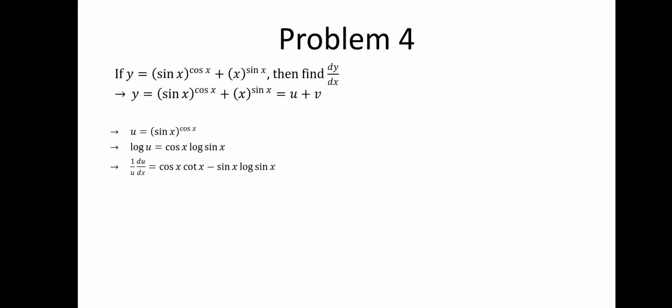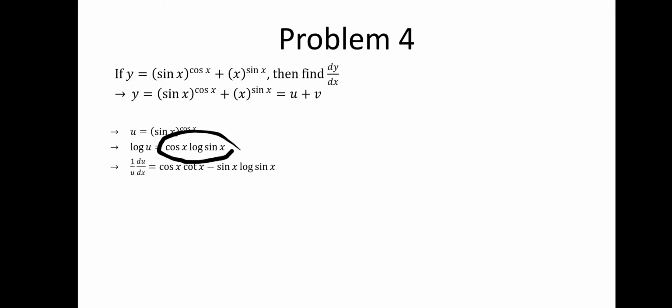Let us do the derivative. So it becomes 1 by u du dx equals to, now obviously there are two functions here. If you can understand here, I have two functions. One is cos x, the other one is log of sin x. So I have to apply the multiplication rule. So let me keep cos x fixed and do the derivative of log of sin x.